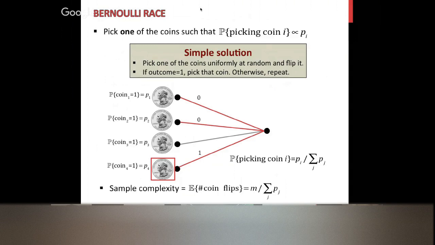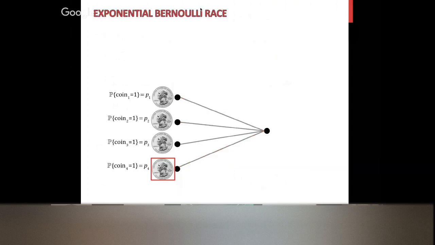Yeah, this construction, if you run it when they are not in the simplex, you come up with this distribution: the probability that you pick the ith one is proportional to Pi, which is basically Pi divided by the summation. I call this Bernoulli race. Let me show you another problem. I call it exponential Bernoulli race. And you will soon see why this is very important.